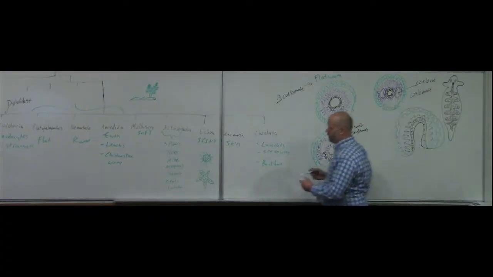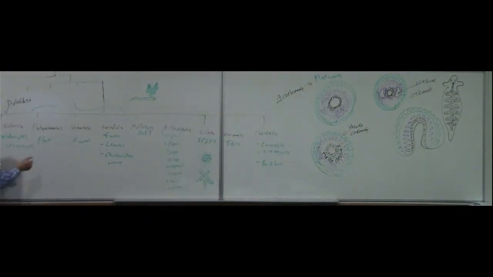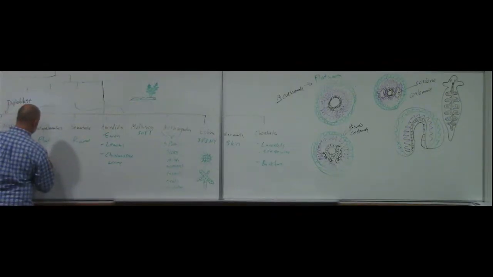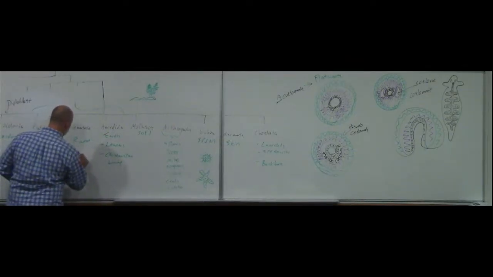Well, let's look up here real quick, and I'll put some pieces together for you. So, platyhelminthes, these are acoelomates. These guys are pseudocoelomates, false coelomates.